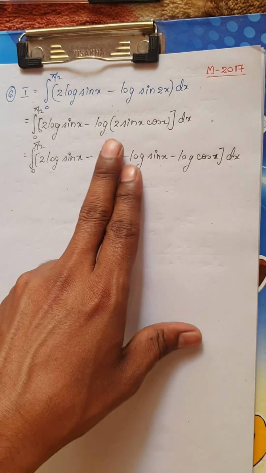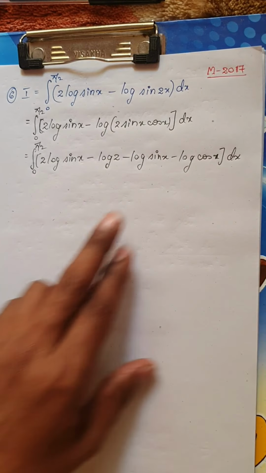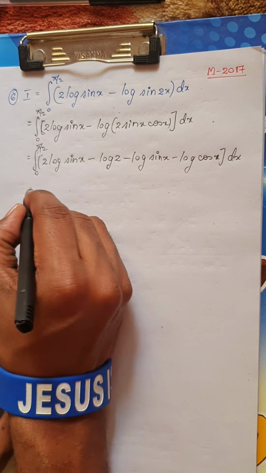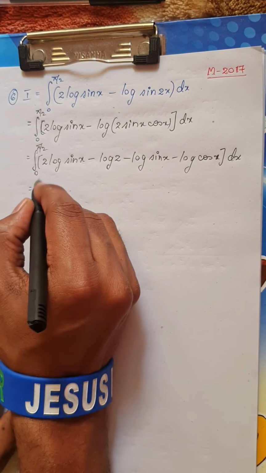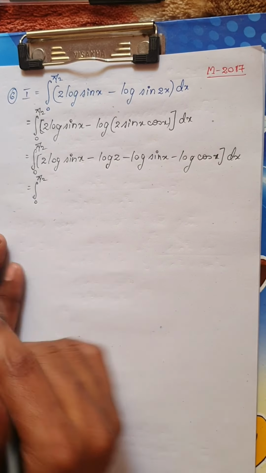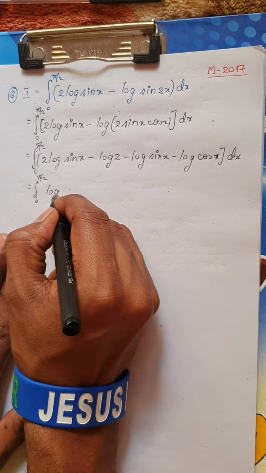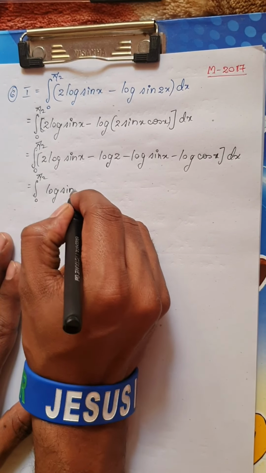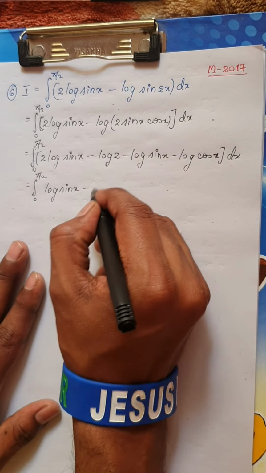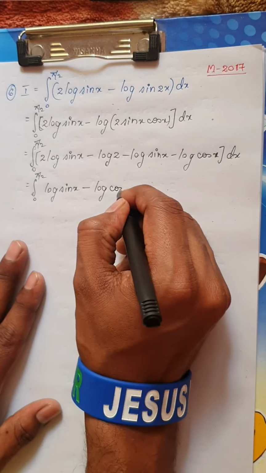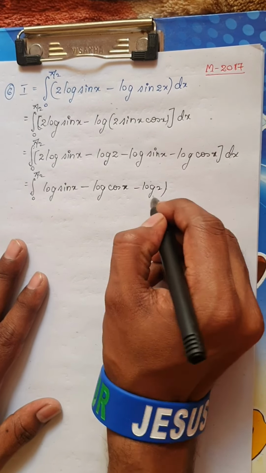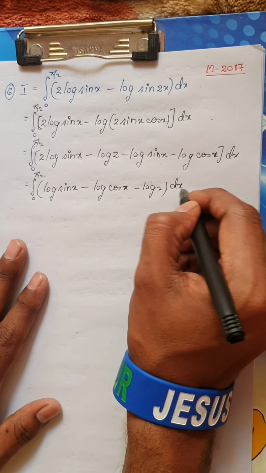I'm writing this in terms of log m plus log n and log k. Okay, right now look, see what happens. This is nothing but integral from 0 to pi by 2, 2 times log of sin x minus log of sin x can be written as log of sin x as it is. Okay, now minus I'm going to write log of cos x, okay, minus log 2 dx.